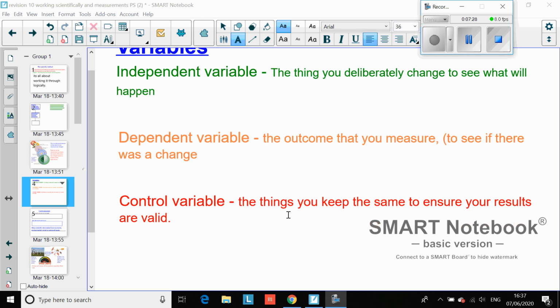These are the things you keep the same in order to ensure your results are valid. Now, let's just say if you put Usain Bolt in a pair of really, really smart shoes, he would probably still be able to run faster than me in a pair of trainers. Okay, so that wouldn't be a fair test. Okay, and so it's really, really important that the control variables are exactly what they sound like, things that you control to ensure your results are valid.